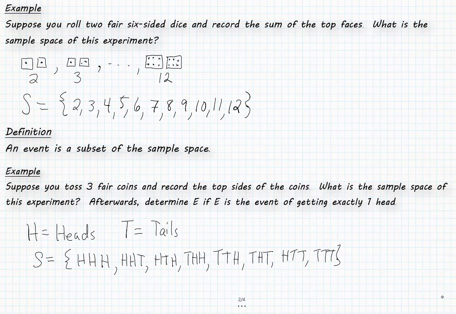So now let's actually add on to this. Let's let E be the event where we get exactly one head. And what would that look like? Well, it's just a subset of the sample space. So we're just taking tails, tails, heads; tails, heads, tails; and heads, tails, tails. Those are our three different possibilities for getting exactly one head. And it's just that subset of the sample space listed right there.